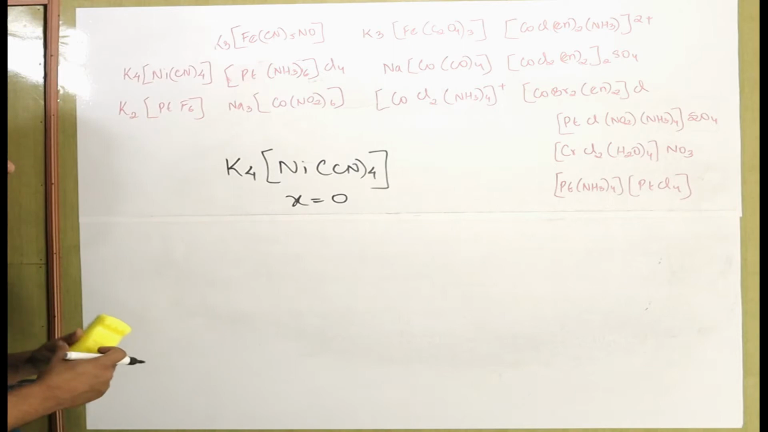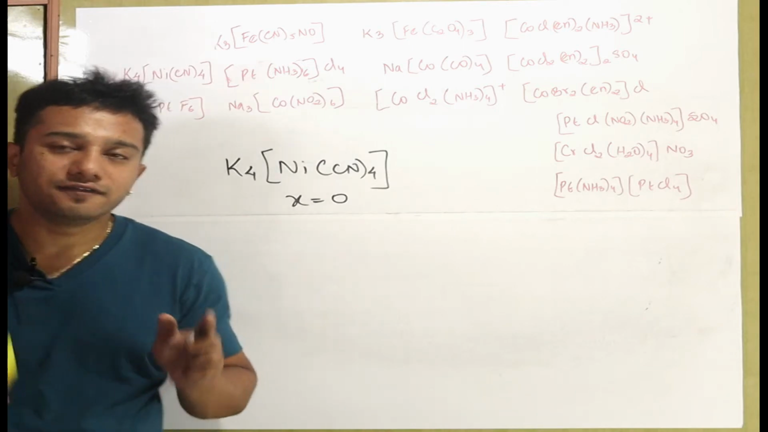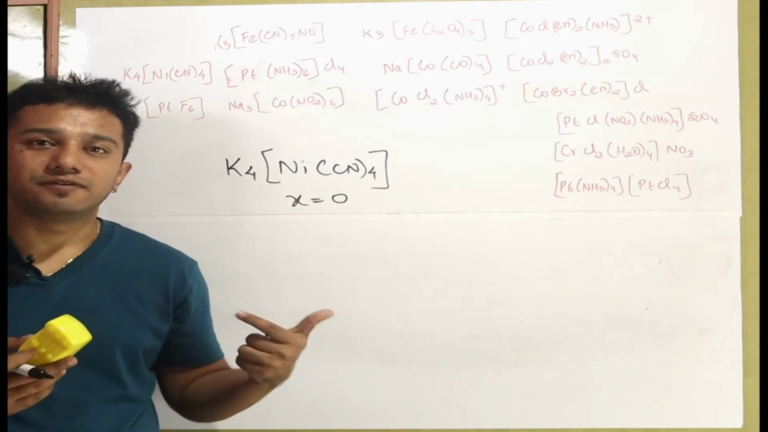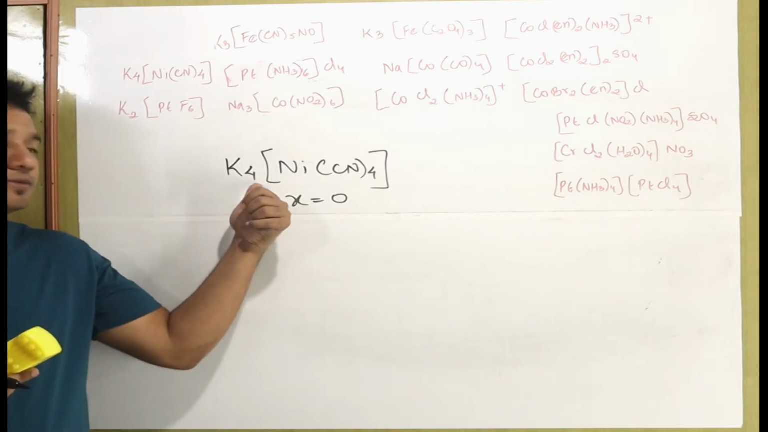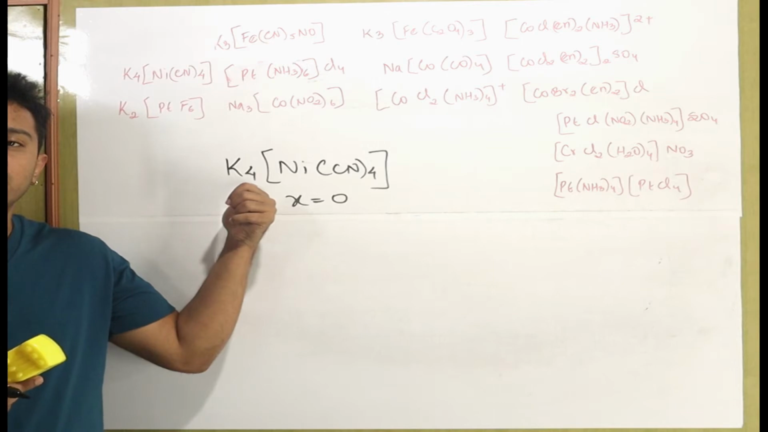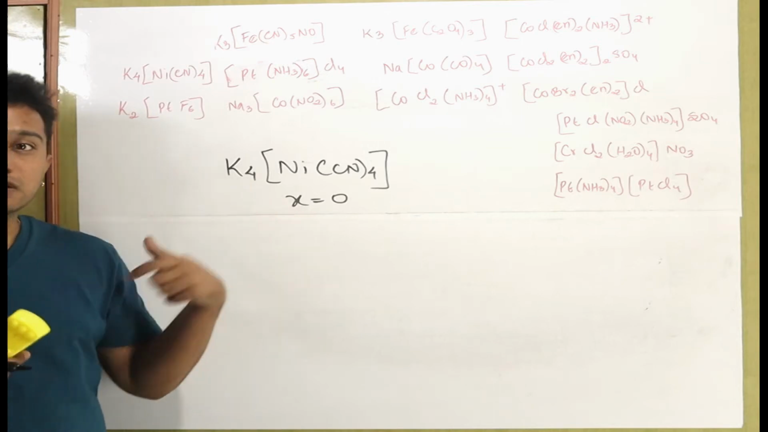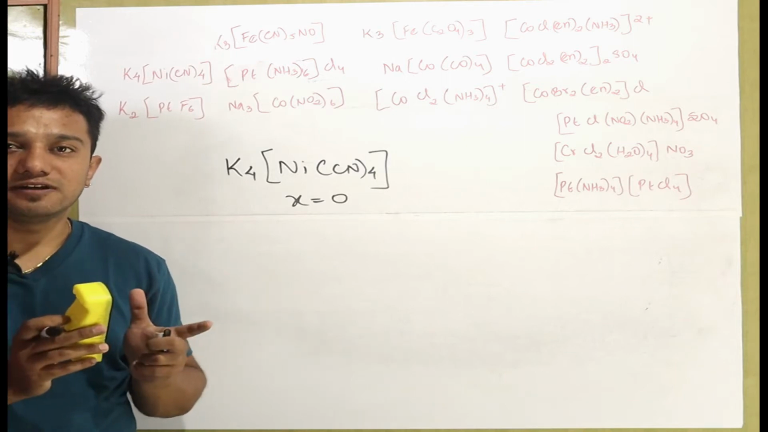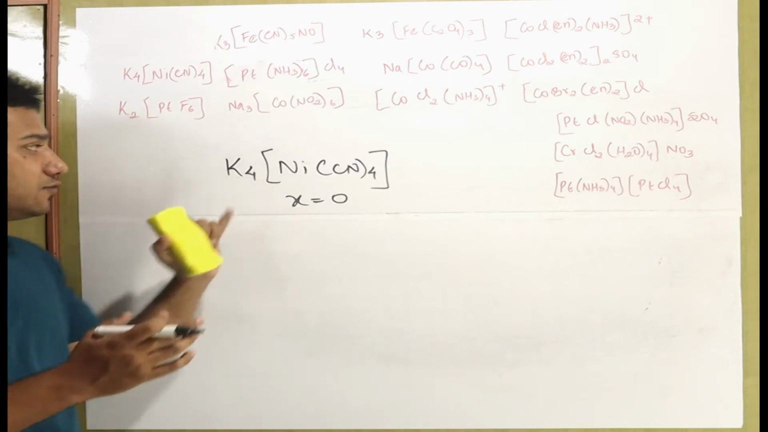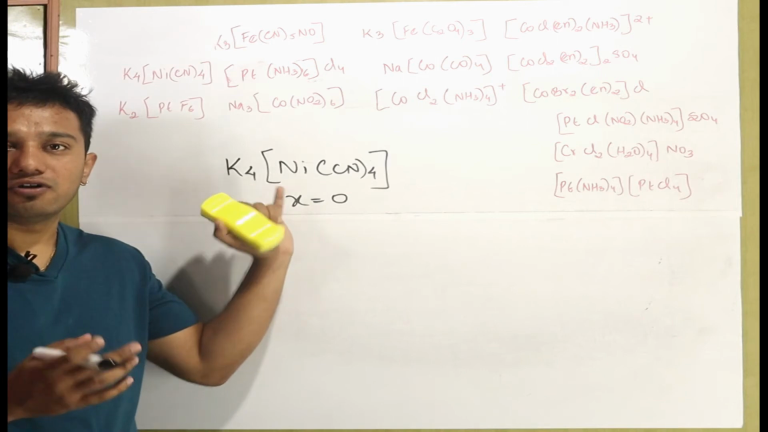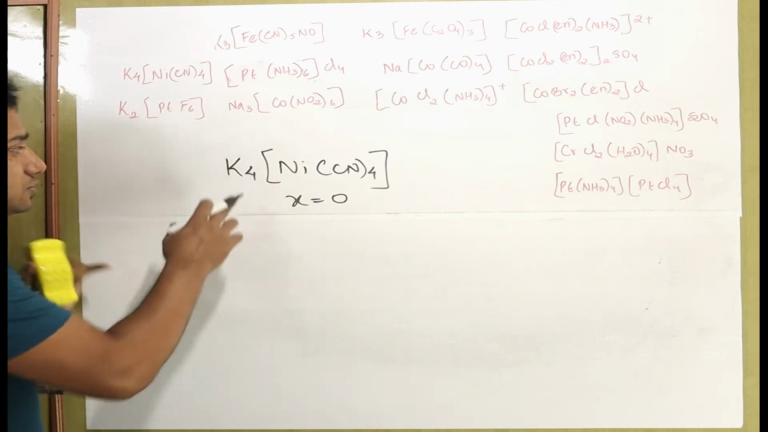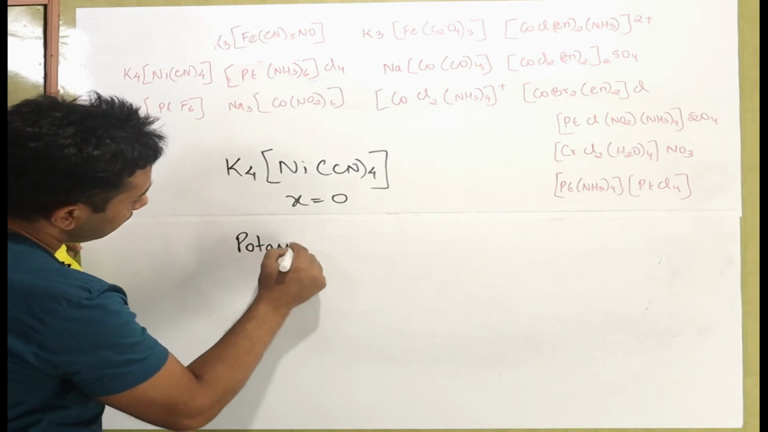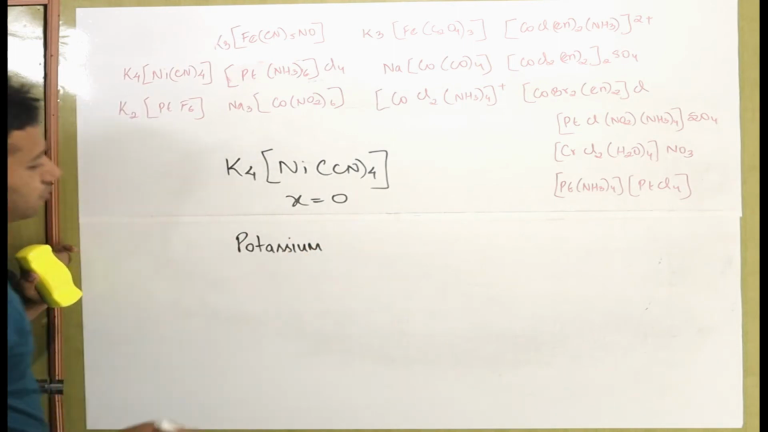Now we shall write the name. As I've told you earlier, if there is any element before the coordination sphere, you're supposed to write that element first. Here we have 4 potassium, but we are not supposed to write tetrapotassium, only the name itself. It doesn't matter if we have 5, 6, 7 of them. Only the name you're going to write first. So this is potassium.